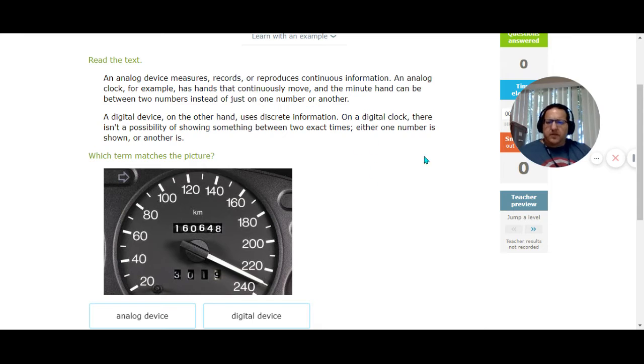A digital device, on the other hand, uses discrete information. On a digital clock, there isn't a possibility of showing something between two exact times. Either one number is shown or another is. Which term matches a picture?